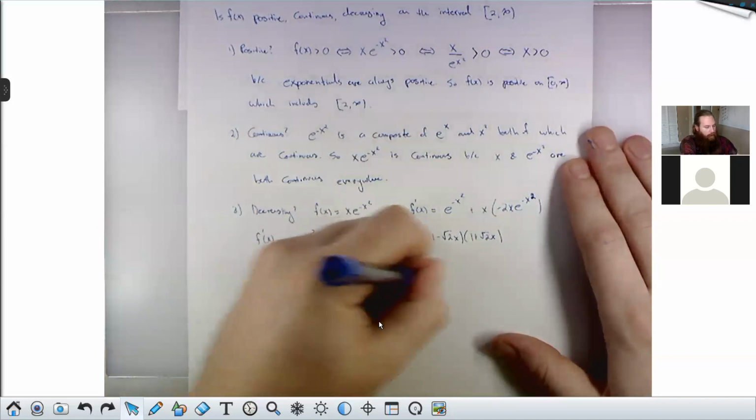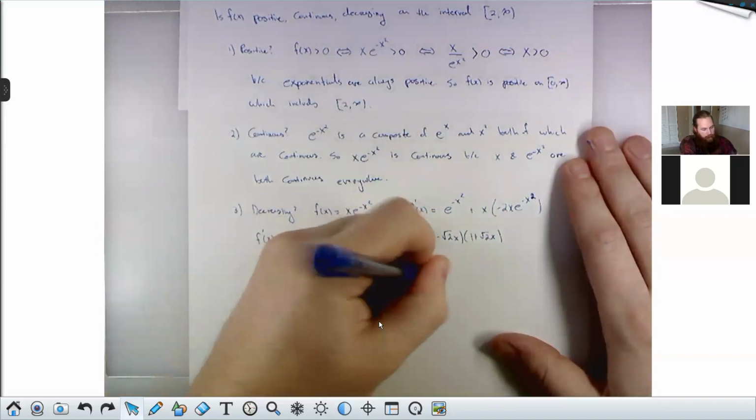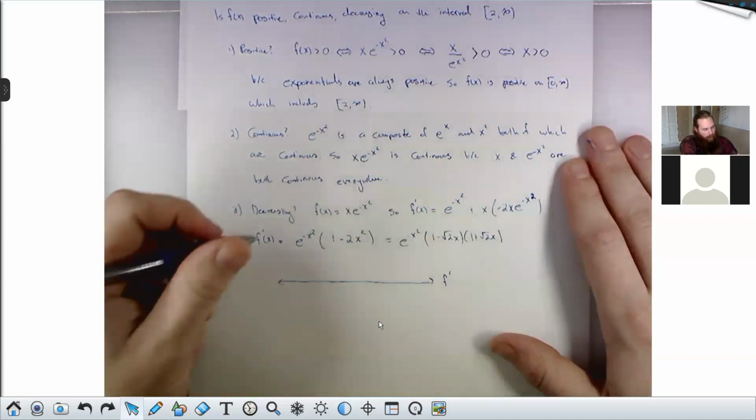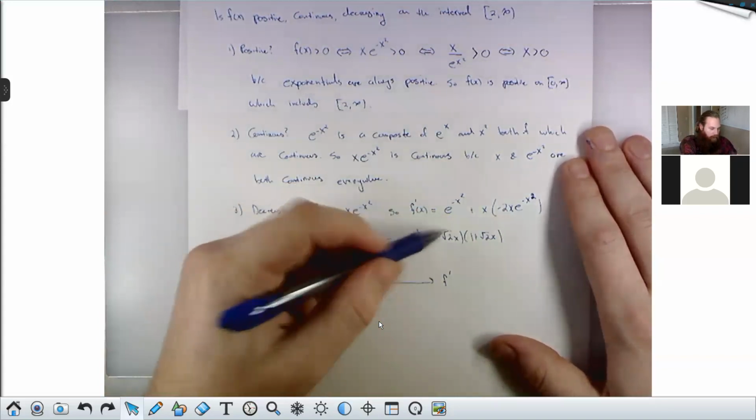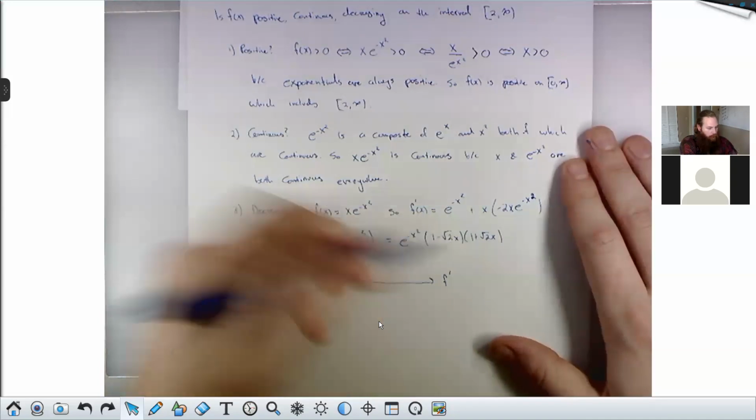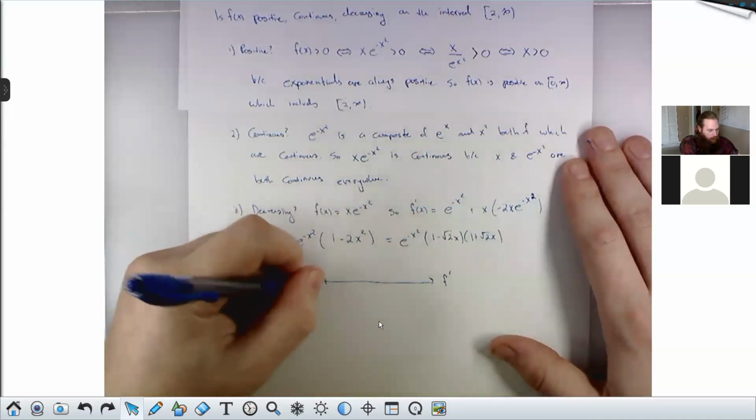You make a number line for f prime. The two roots here: this guy isn't ever 0. This guy is 0 at 1 over root 2. This guy is 0 at negative 1 over root 2.